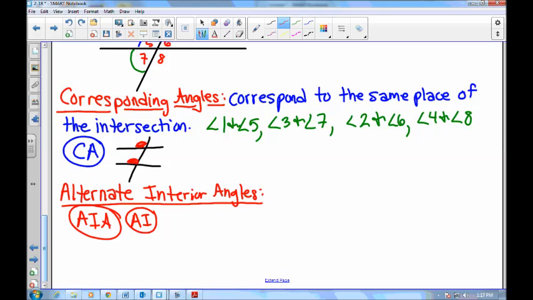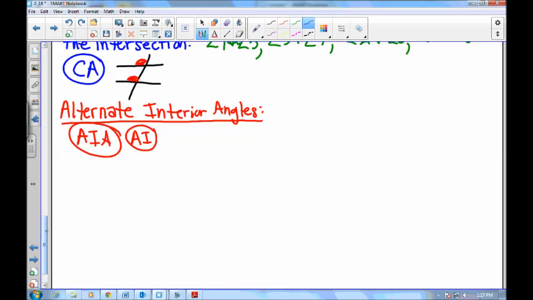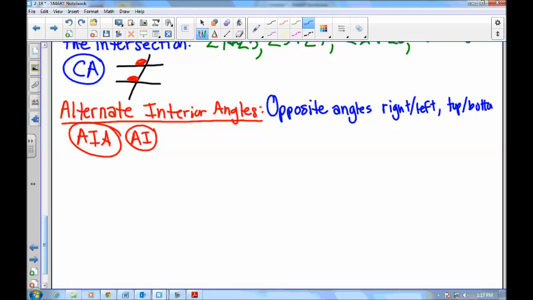Inside. So for us, alternate interior angles will be opposite angles. So if it's right, then the opposite would be left. If it was top, then the opposite would be bottom. And they'll be inside the parallel lines. Opposite angles, right and left, top and bottom, inside the parallel lines.